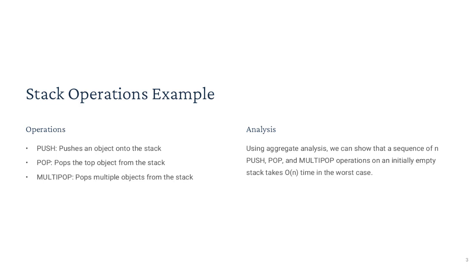While the cost of push and pop is constant time, or O(1), multipop's cost depends on the number of items removed. However, by aggregate analysis, we can show that a sequence of n operations, including push, pop, and multipop, on an empty stack takes O(n) time in total. This is because an item can only be popped once after it has been pushed. Even though a single multipop might seem expensive, the total cost of all multipop operations is bounded by the number of push operations. Thus, the amortized cost of each operation remains constant time, or O(1).